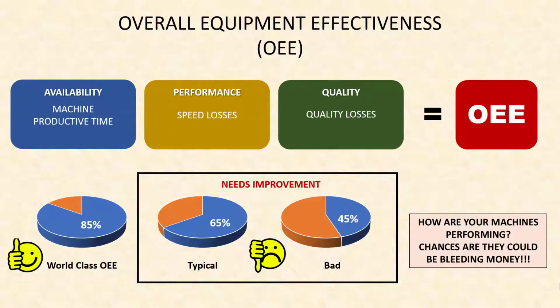OEE is a compound of three types of losses: availability, performance, and quality losses. A world-class OEE should be 85%. If your OEE is somewhere around 65% or below, that simply tells you that you are having a lot of waste and losses in maintaining your equipment and they are not productive enough. Now, you need to take immediate action.